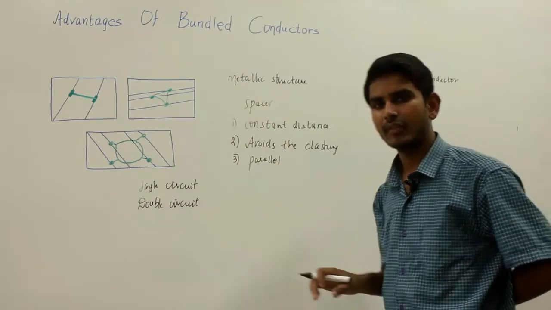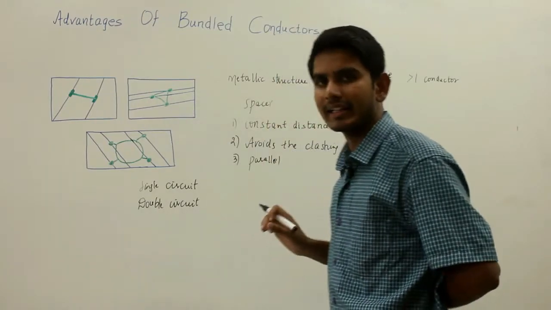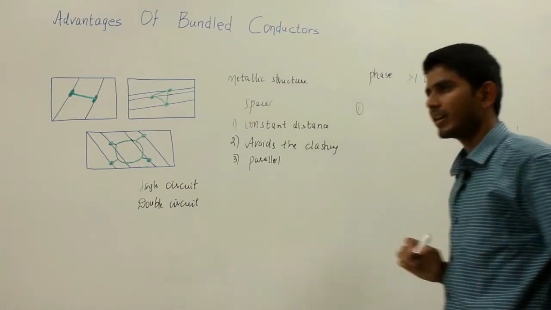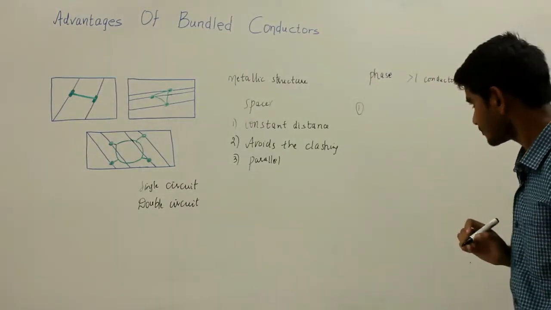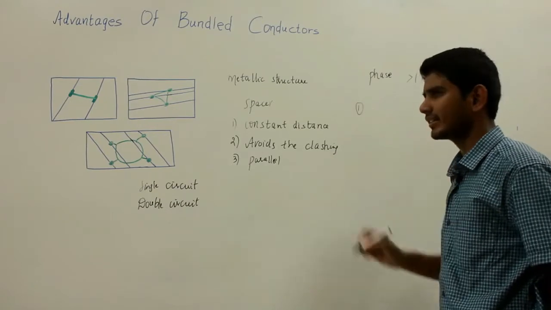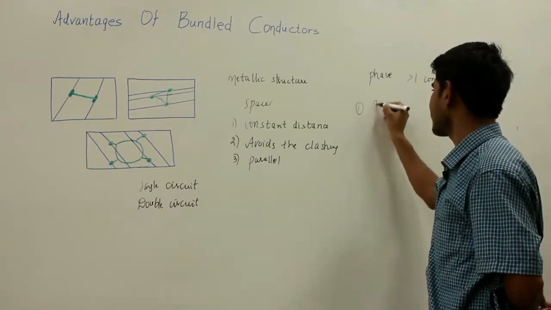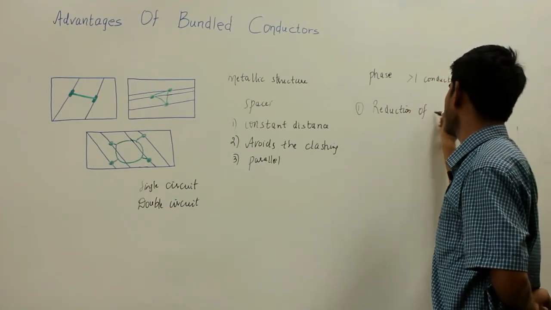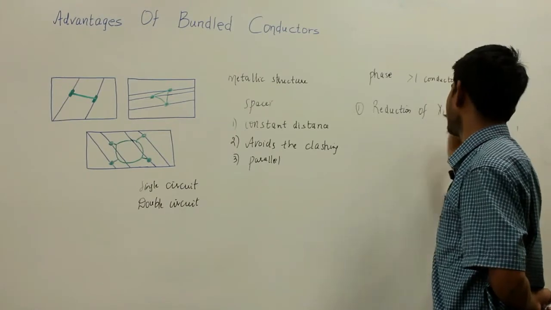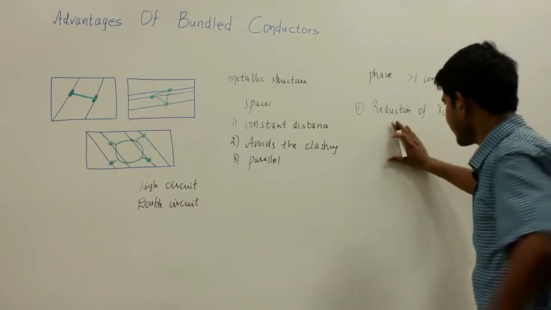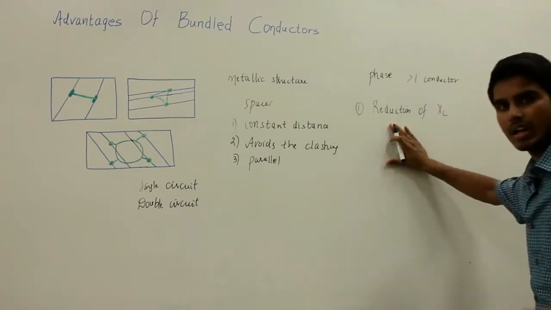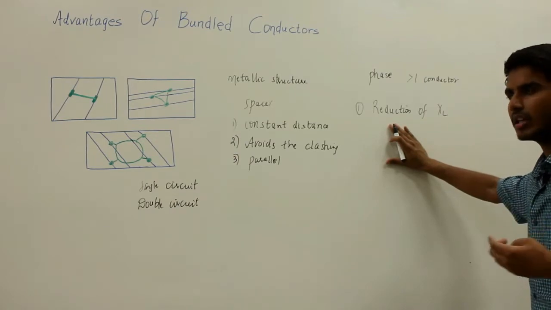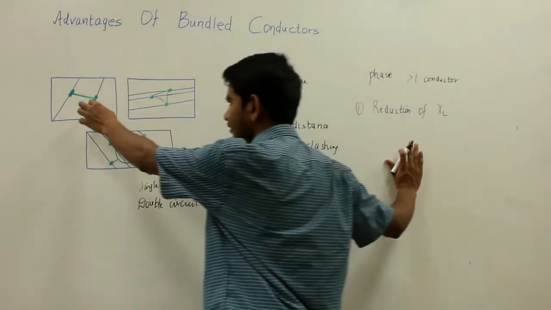Let us see what advantages are provided by bundle conductors. The first advantage of using a bundle conductor instead of a single conductor is that it results in reduction of line inductance. This reduction of line inductance provides us several advantages. Let us see how the inductance reduces as we increase the conductors per phase.